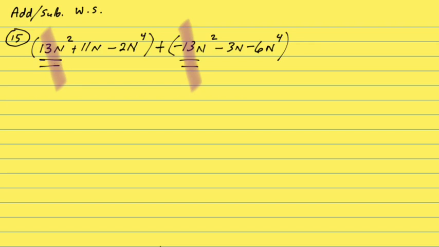How about the highest one? What is negative 2n to the fourth and negative 6n to the fourth? Negative 2 and negative 6 would combine to give me negative 8 of the same thing. And then how about 11n and a negative 3n? 11 and a negative 3 I think is a positive 8.